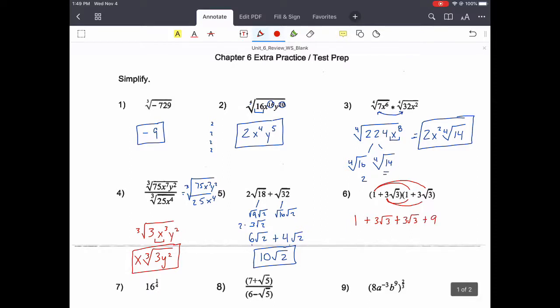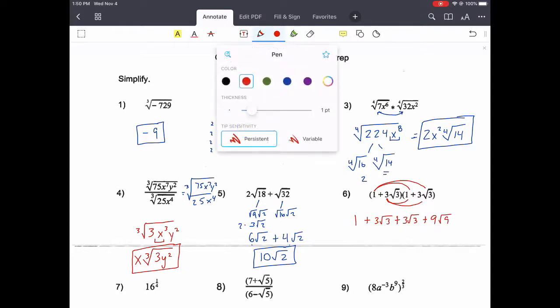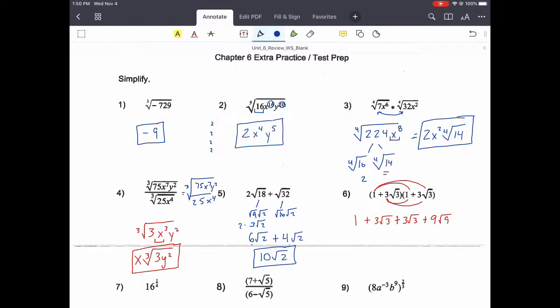The square root of 3 times the square root of 3 is the square root of 9. The square root of 9 is just 3, so we're multiplying 9 and 3. So we've got 1. We'll go ahead and combine like terms here. Plus 6 square root of 3. Plus, in this case, 27. 1 and 27 gives us 28. Plus 6 square root of 3. And that's our answer.